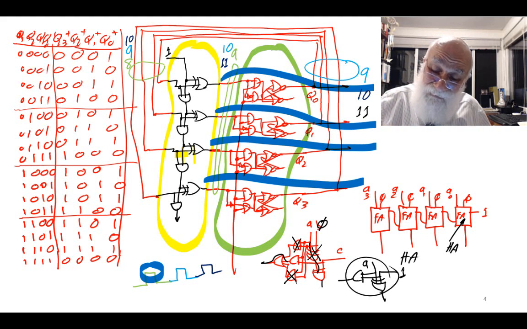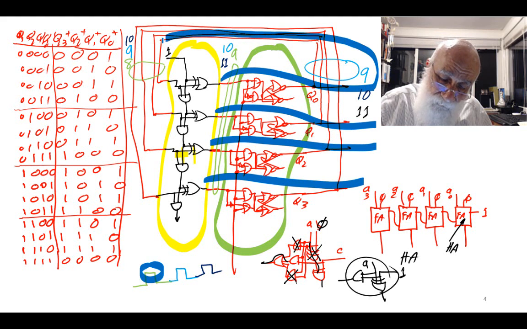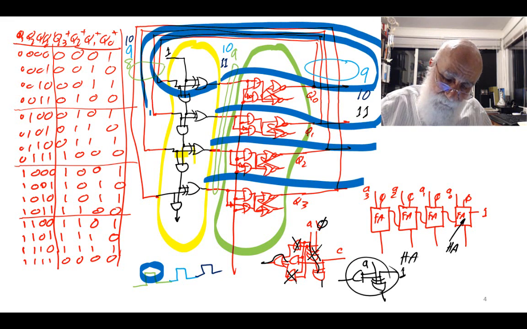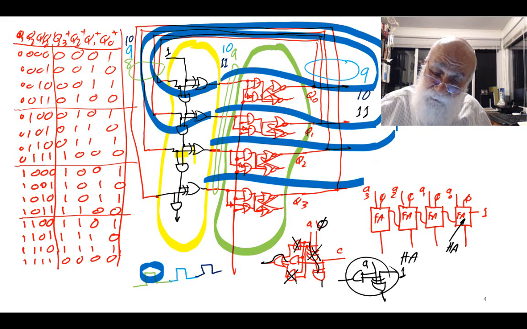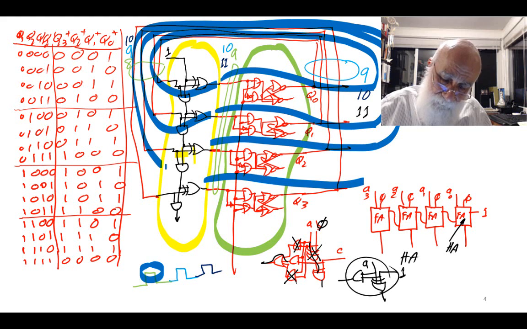Not only that, whatever is here feeds back and reaches here. Same thing with this. Same thing with this. And same thing with this.